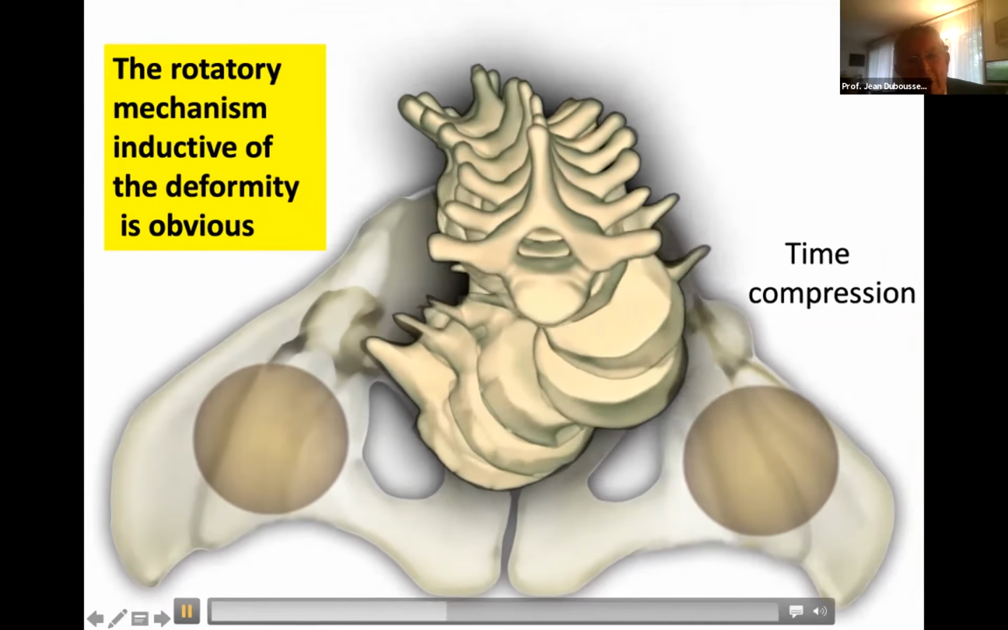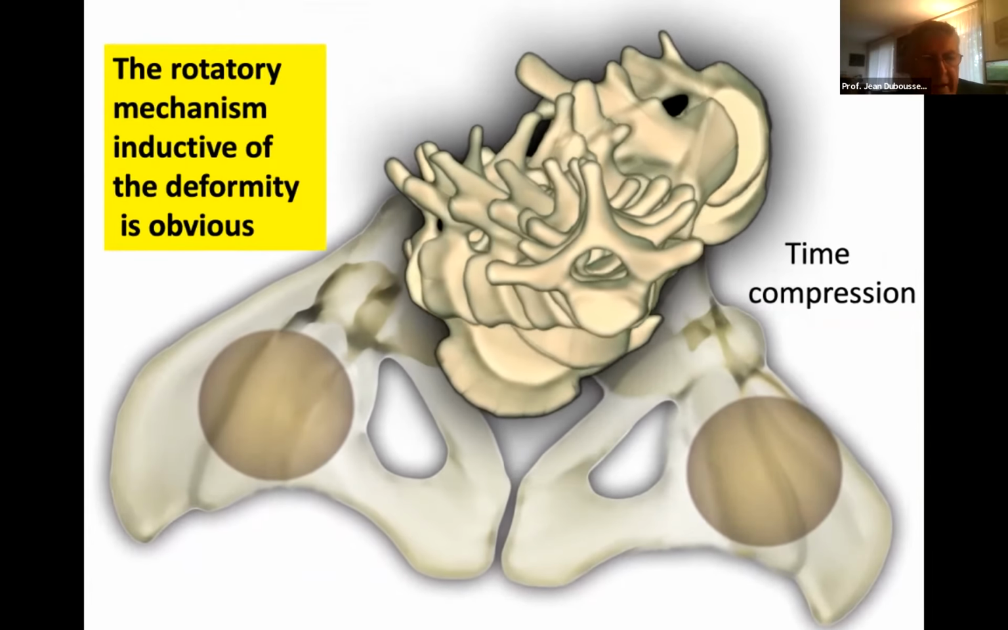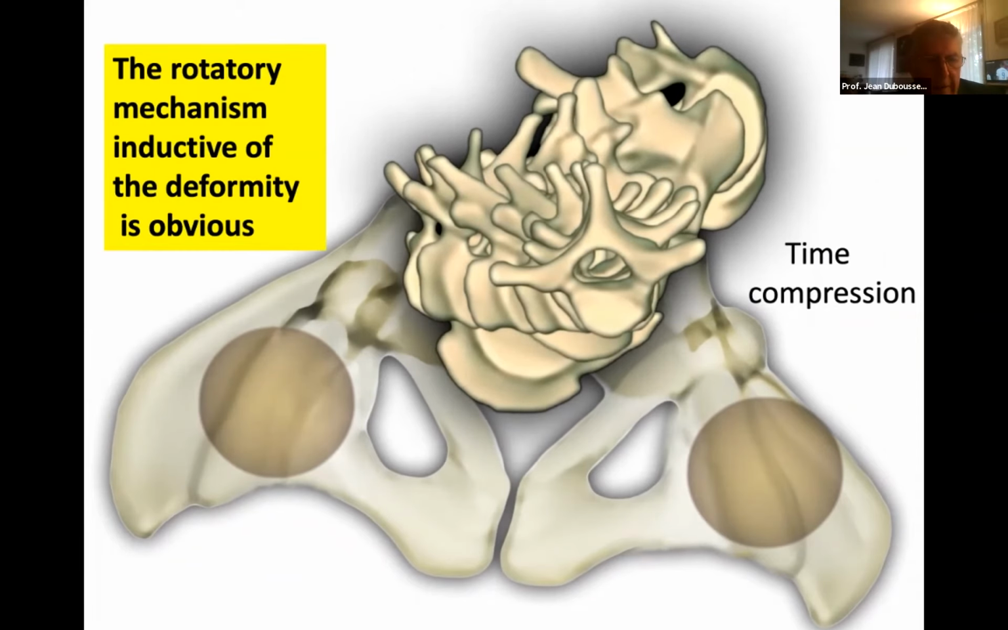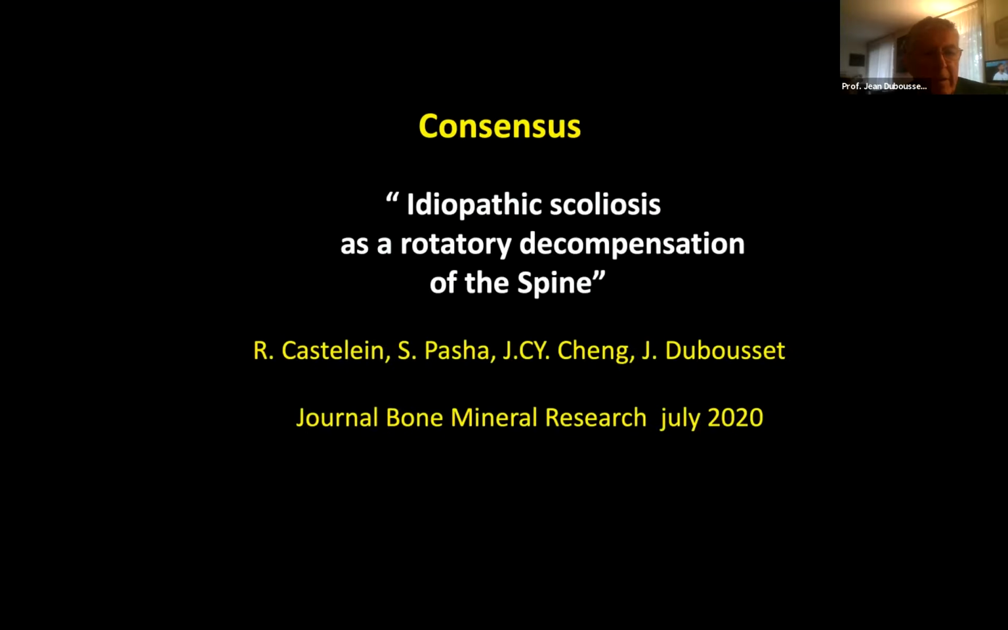You see very well as the pelvis coming there. And for example, in this case, you will see the correction of the deformity. You see, thanks to the vector system.